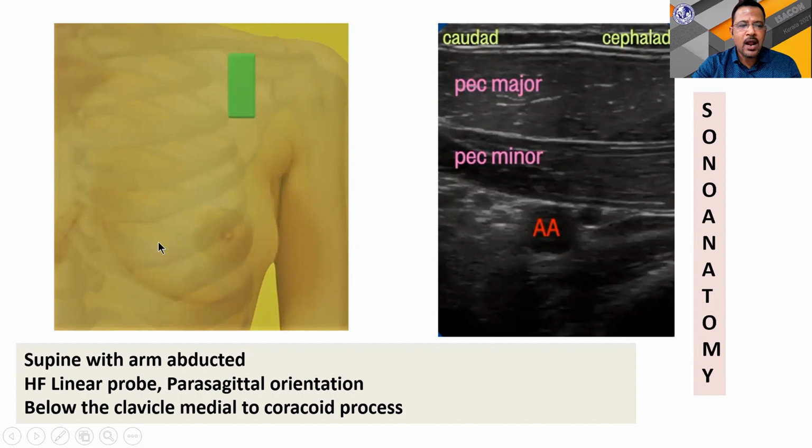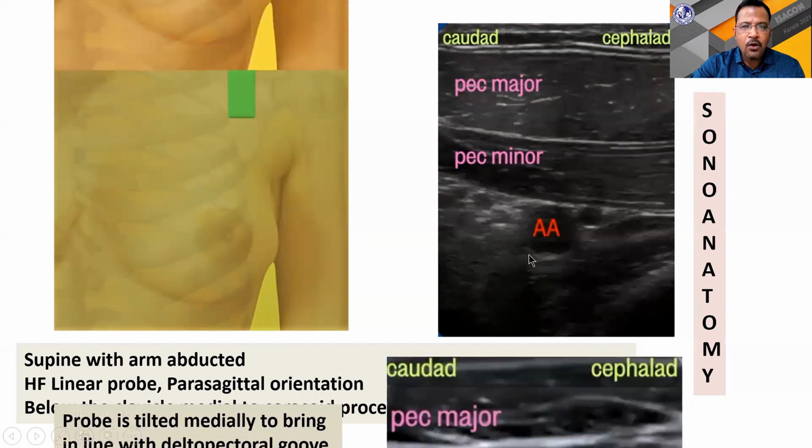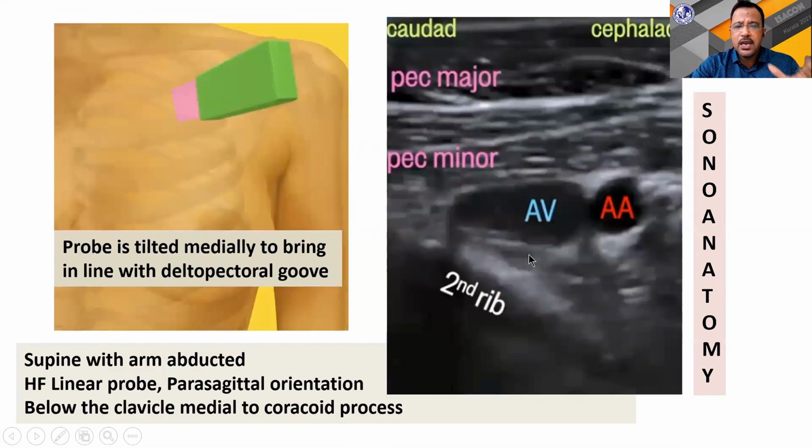Now coming to the sonoanatomy, the patient is placed supine with the arm abducted. A high frequency linear probe is placed in a parasagittal orientation below the clavicle, medial to the coracoid process. And this is the sonoanatomy which I get. This is the pec major, this is the pec minor, and this is the axillary artery. Now I will tilt my probe medially to bring it in line with the deltopectoral groove, and I start seeing the second rib and the pec major muscle, pec minor muscle, and the axillary vessels.